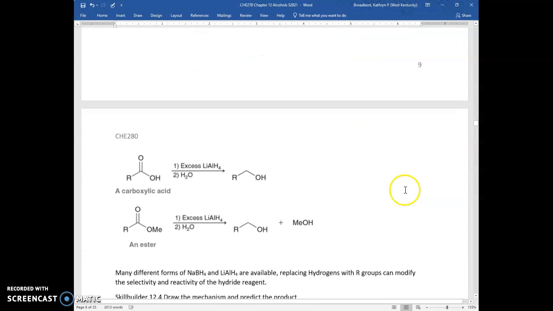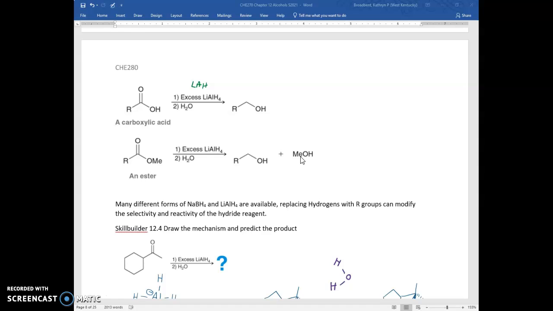I think that diagram is down here. We have a carboxylic acid. We can add our LAH and make our alcohol. If we have an ester, if we have excess LAH, we can make two alcohols. And what happens is that it reacts twice because we've got our two oxygens. If you want to look up the mechanism, it's in your textbook.